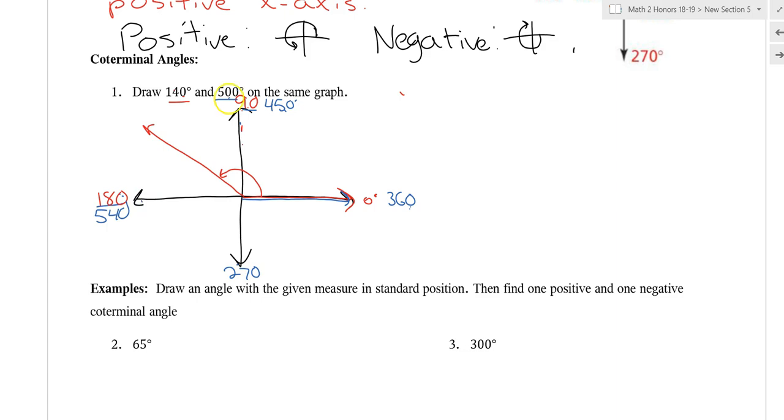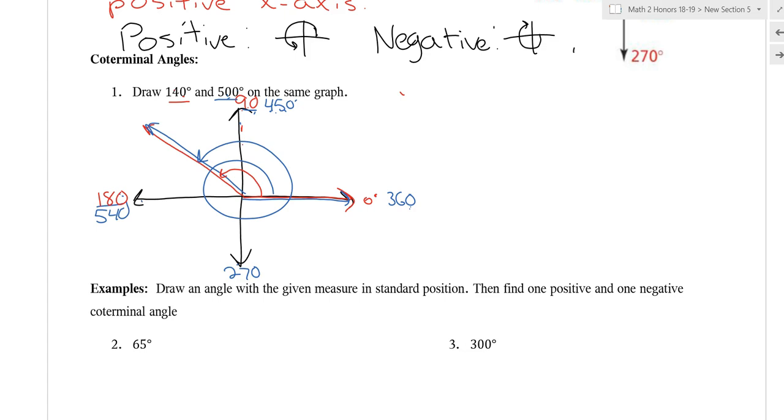How far is 500 past 450? Well, 450 plus 50. So it's also 50 degrees past. So when I draw this angle though, I went all the way around and then over again. So if you did multiple loops around your circle, you need to show those multiple loops in your picture.